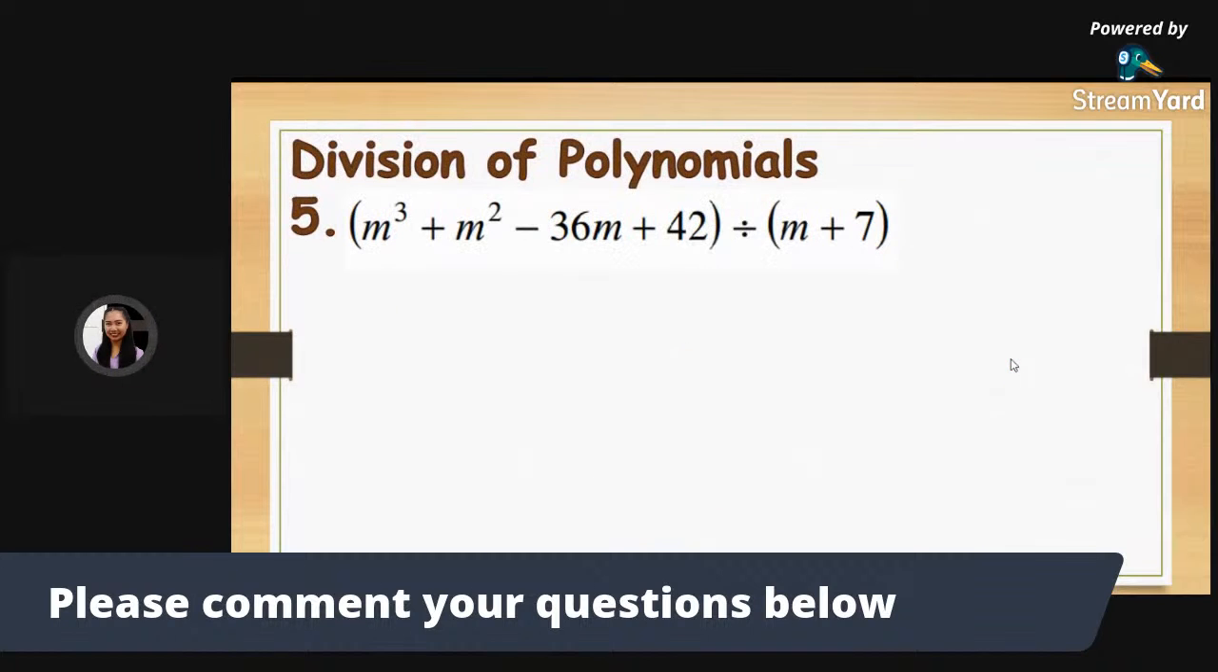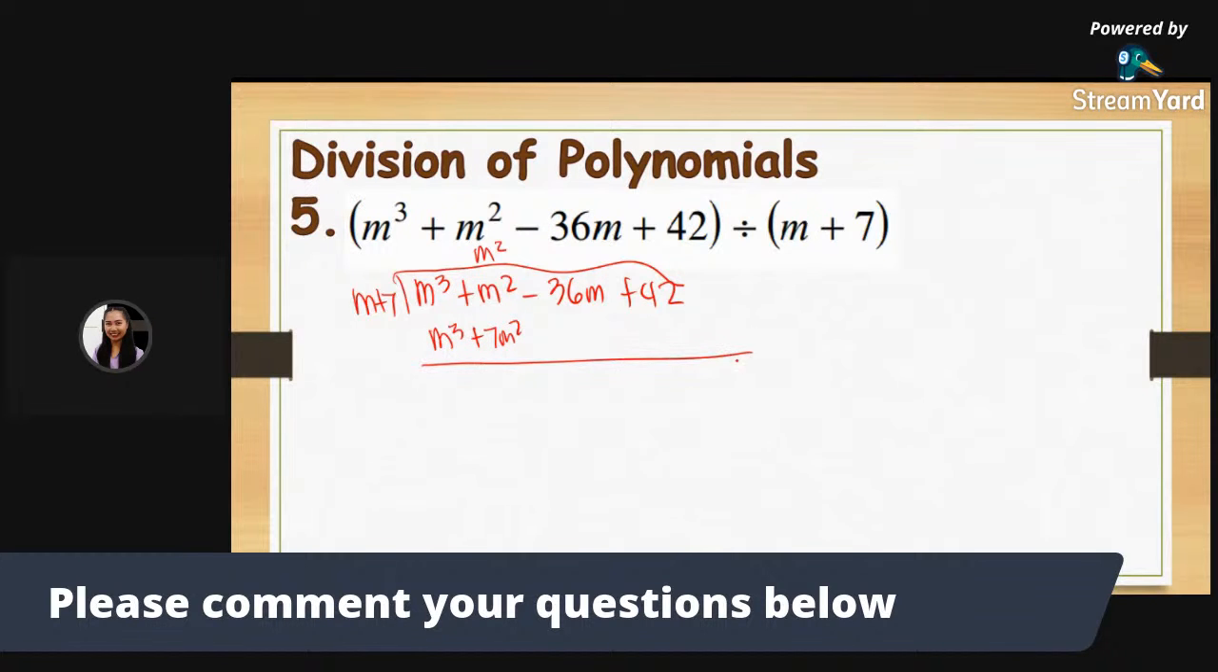Okay, let's continue division of polynomials with this one. So again, m cubed plus m squared minus 36m plus 42 divided by m plus 7. So we get m squared, m cubed plus 7m squared. If you subtract them, we get negative 6m squared minus 36m. So negative 6m squared divided by m is negative 6m. Negative 6m times 7, the answer is negative 42m.